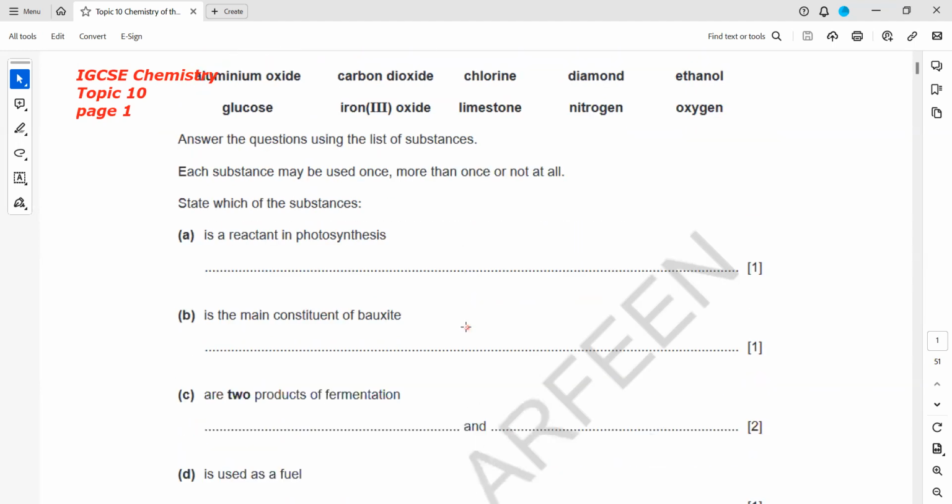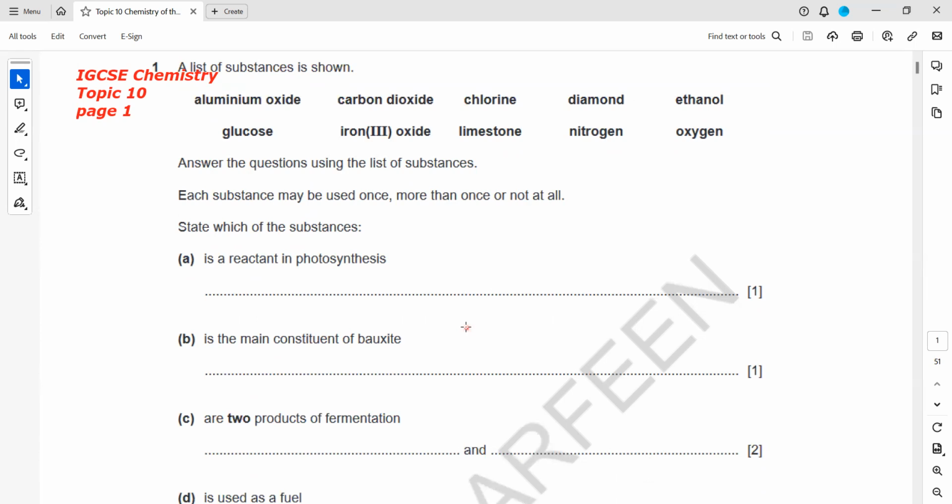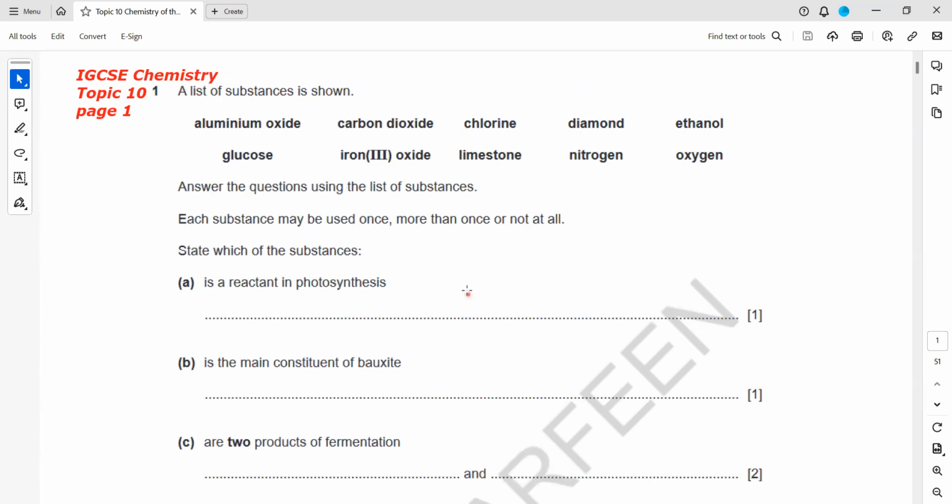The first one is, state which of the substances is a reactant for photosynthesis. What is a reactant for photosynthesis here? Oxygen is a product of photosynthesis. Oxygen cannot be a reactant. Carbon dioxide is a reactant. So you have to name this. I'm writing the formulas, but you will write the names. So carbon dioxide should be there.